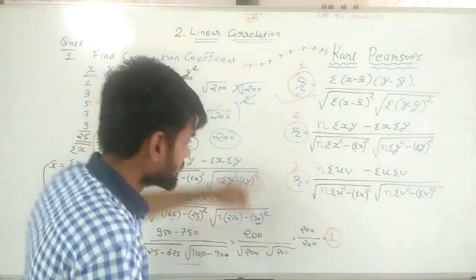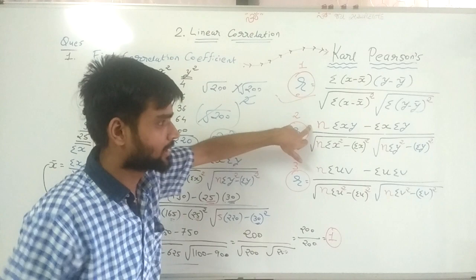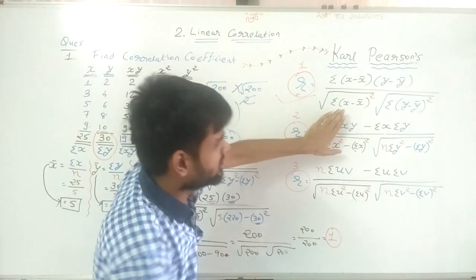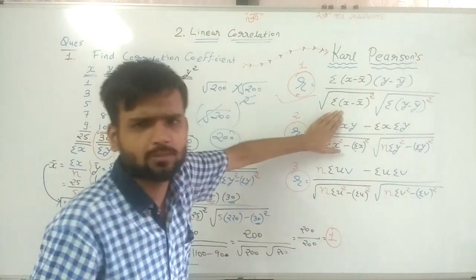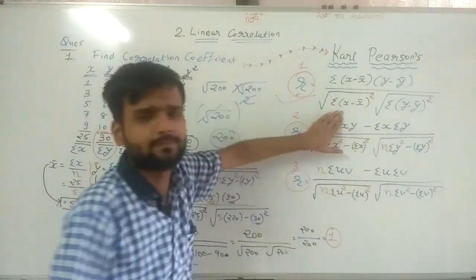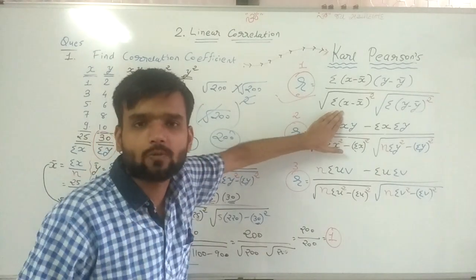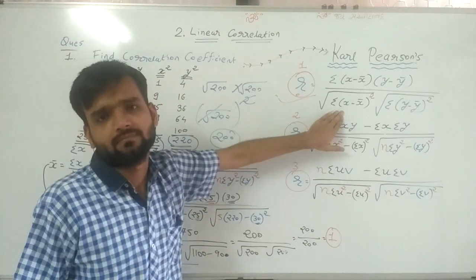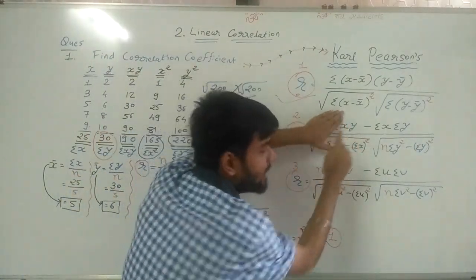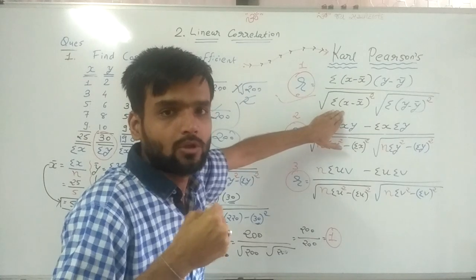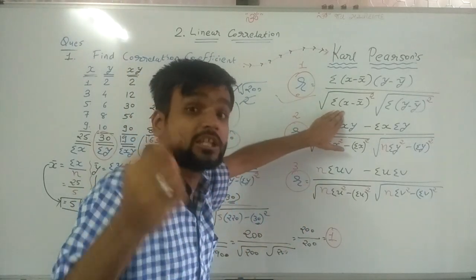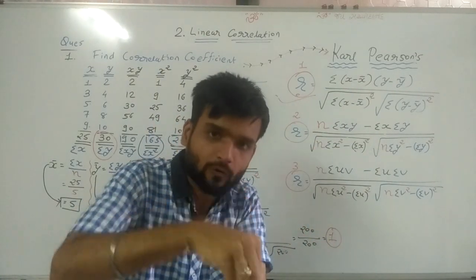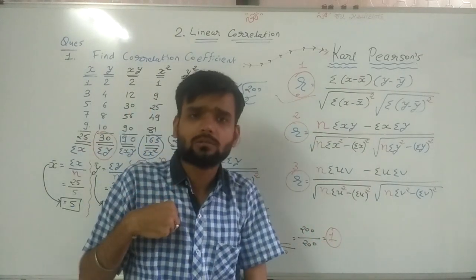So here, first of all we need n. Second thing, sigma xy. First, don't see sigma; see only xy. First of all we need xy, which means x and y multiplication. Sigma means total, and the total can be done afterwards. First we have to find the particular data, then afterwards we can total.